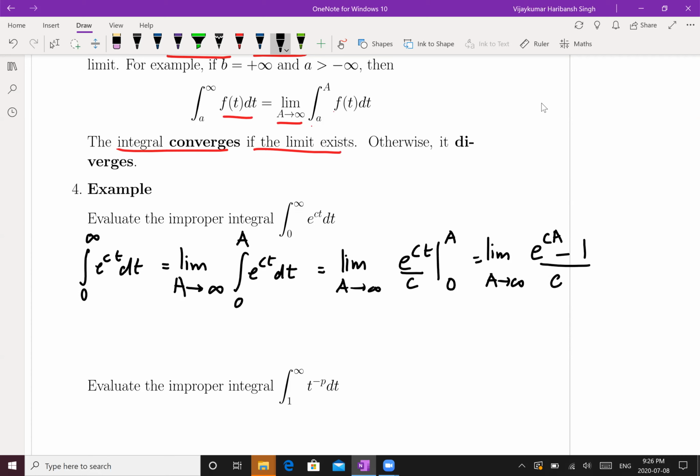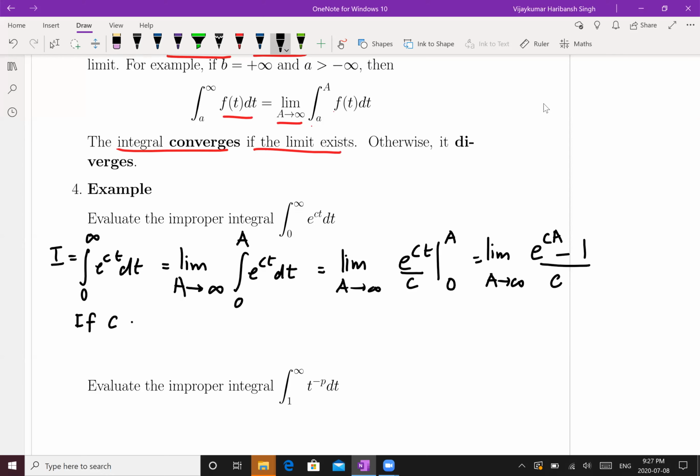And now it depends on c. Let me call this integral I. So if c is less than 0, we get e to the power ca, which will become 0. So let's consider the cases.